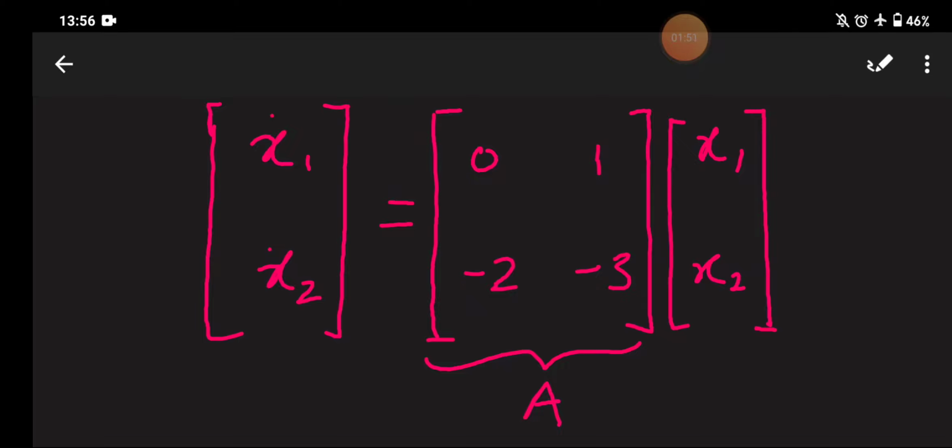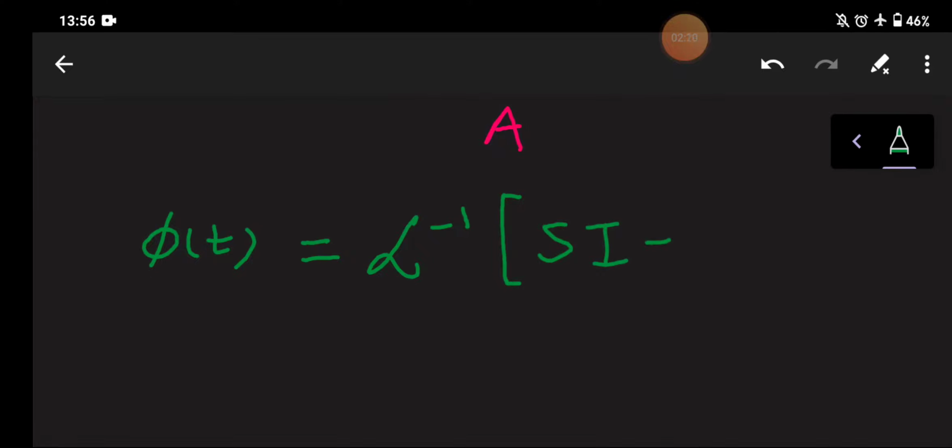As per the previous video lecture, for a system matrix A, the state transition matrix phi t can be written as the Laplace inverse of (sI minus A) inverse. We have to apply this formula here to determine our phi t, that is, the state transition matrix.